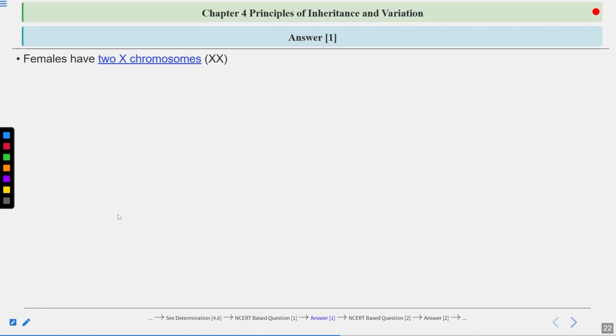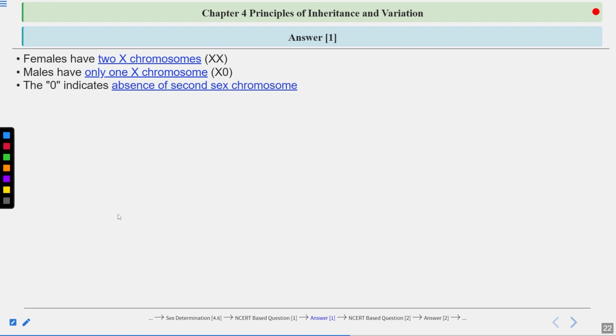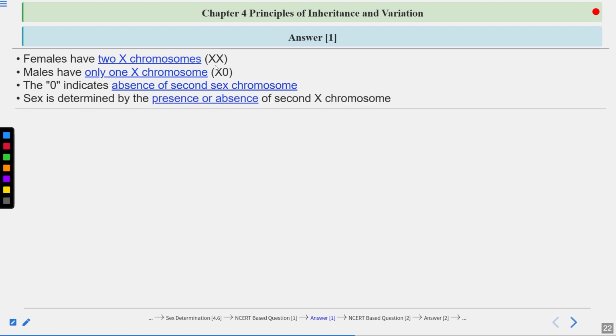So females have 2 X chromosomes. So they have a pair of X chromosomes. And the males have only 1 X chromosome. Males are represented by X and 0. So 0 indicates the absence of the second sex chromosome. Here the males are heterochromatic, females are homochromatic. Male will determine the sex of the child here, by the type of sperm which fertilizes the egg. On this basis the sex of the offspring is determined.